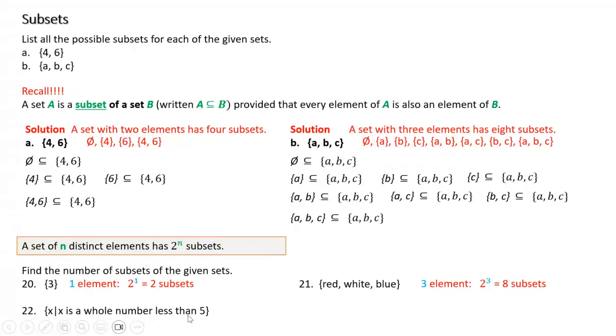Now x is a whole number less than 5. So won't it be 4? No, it's going to be 5 because we start with 0. So it's going to be 0, 1, 2, 3, and 4. So there are 5 elements. So 2 to the 5th power will give us 32.